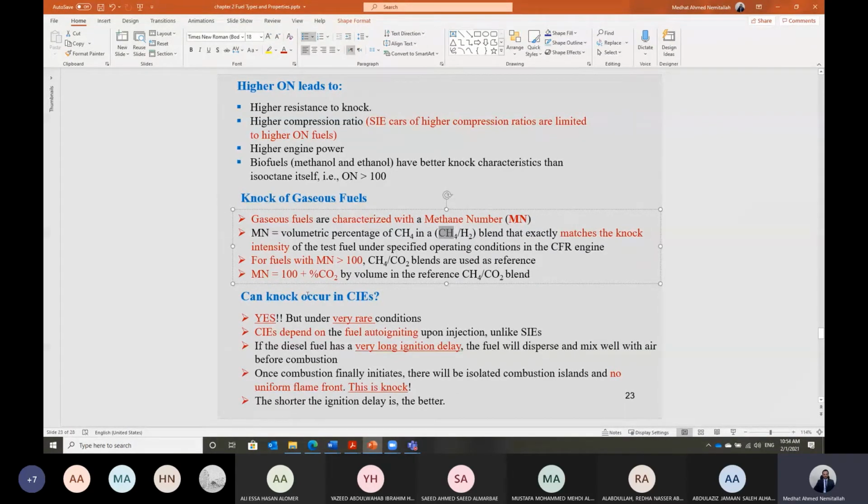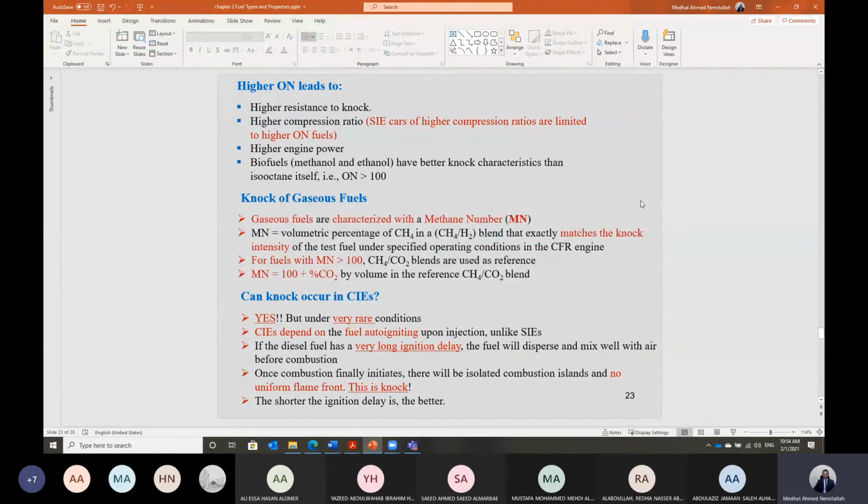Usually, shabab, we have some gaseous fuels with a methane number higher than 100. In this case, instead of using a mixture of methane plus hydrogen to calculate the methane number of the fuel, they use a mixture of methane plus carbon dioxide. They measure the amount of engine knock at the same compression ratio for the test fuel, and then they calculate the methane number to be equal to 100 plus the percentage of carbon dioxide by volume in the mixture of methane plus carbon dioxide. And this is it for the gaseous fuel.